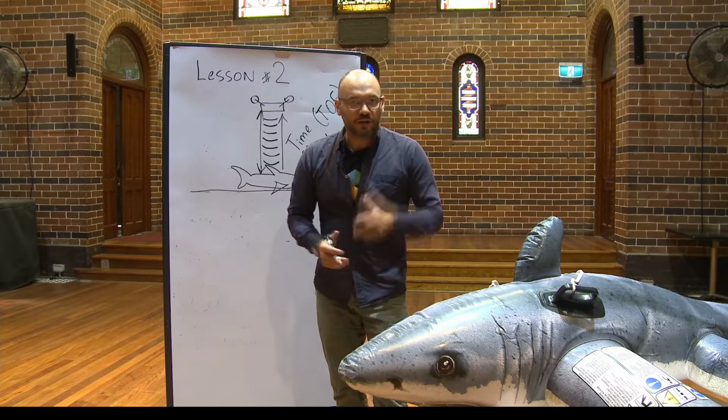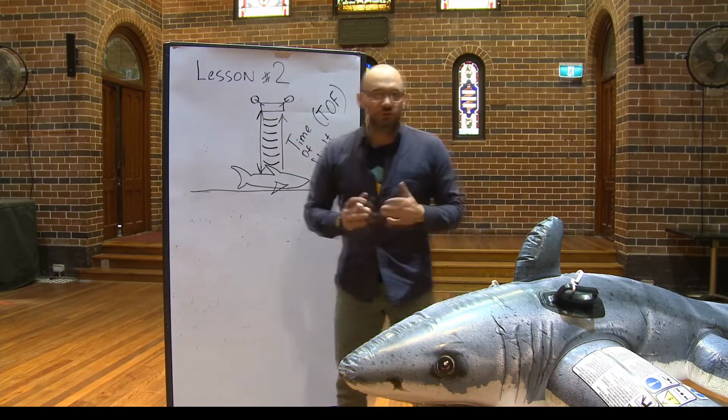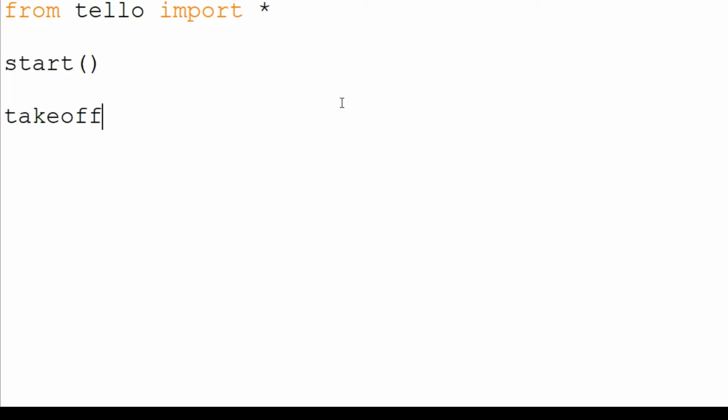Now, let's try and code all this using Python. We're going to start by testing our drone's TOF sensors. So we're going to start by importing our Tello library with from Tello import star. Then we want the drone to get into a mode that it can receive programming code. So we go start. And then we're going to launch the drone up, takeoff.